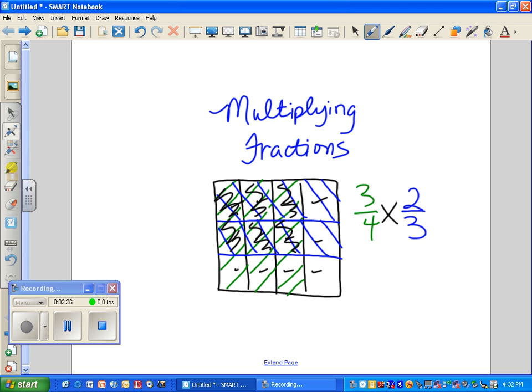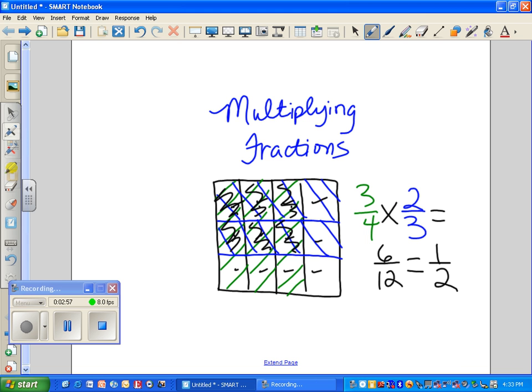And how many were shaded? How many were crossed over? 1, 2, 3, 4, 5, 6. So 6 out of the 12 were shaded with both colors, and that actually turns out to be my answer. When I multiply 3/4 times 2/3, I get 6/12, which I hope you know simplifies to 1/2. And so as you can see, 1/2 is my answer after I've multiplied.